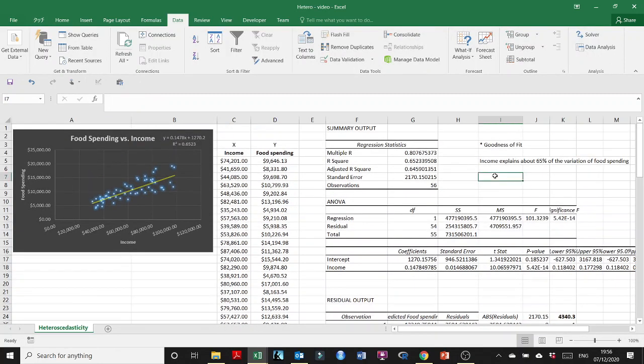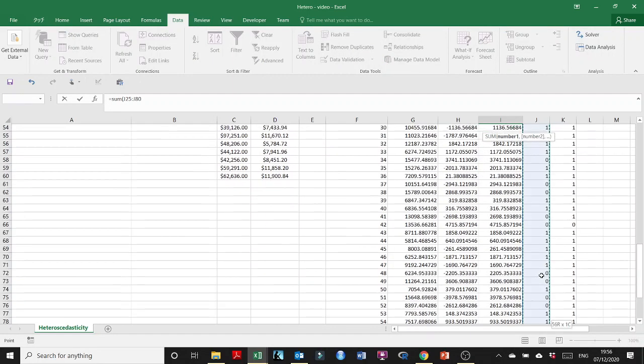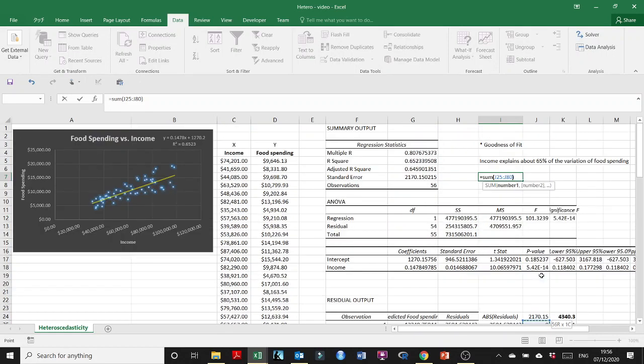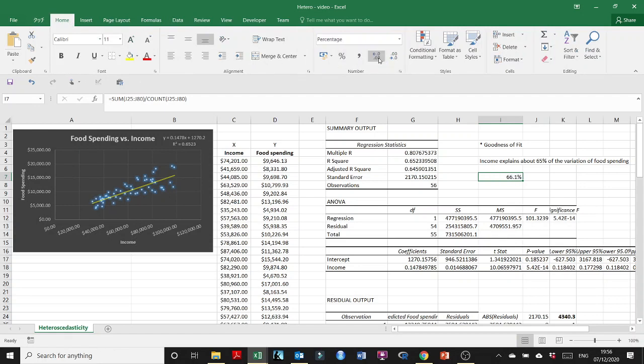So over here, let's find out the percentages. The sum of all these over the count of the same range gives us how many points are within one standard error. So as you can see here, if we put it in percentage and have one, it's not 68% of the points, it's 66% of the points that lie within one standard error.